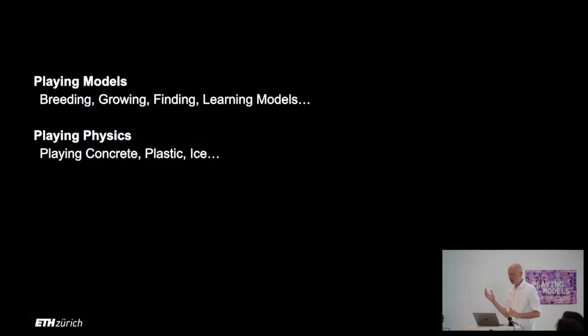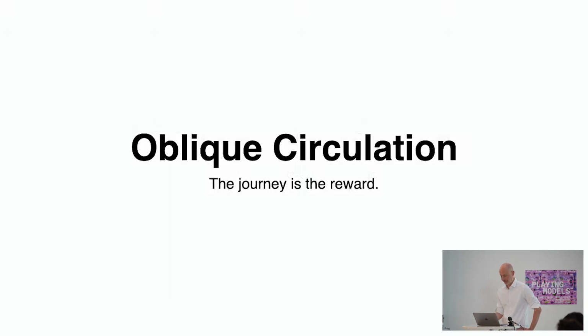So I will talk now about which kind of processes we use for modeling architecture, for designing architecture: breeding, growing, finding, learning models, but also about how to materialize them. It's a very important aspect of our work, how we bring our designs back to reality, how we can manifest it, but also how we can play with the process of the materialization.